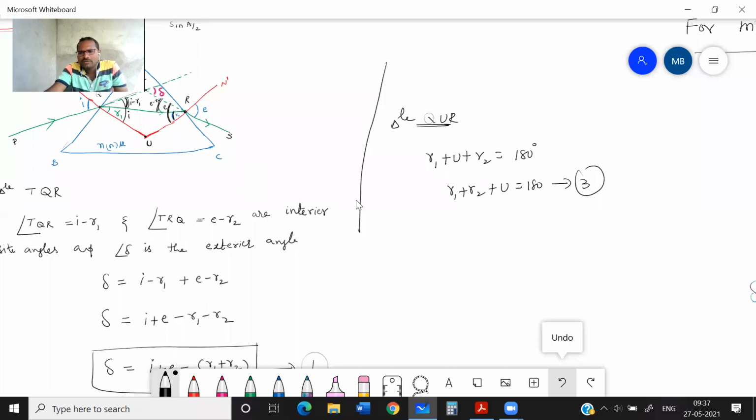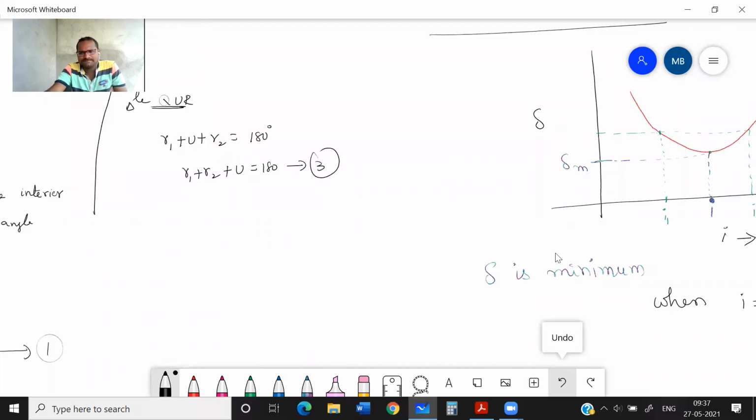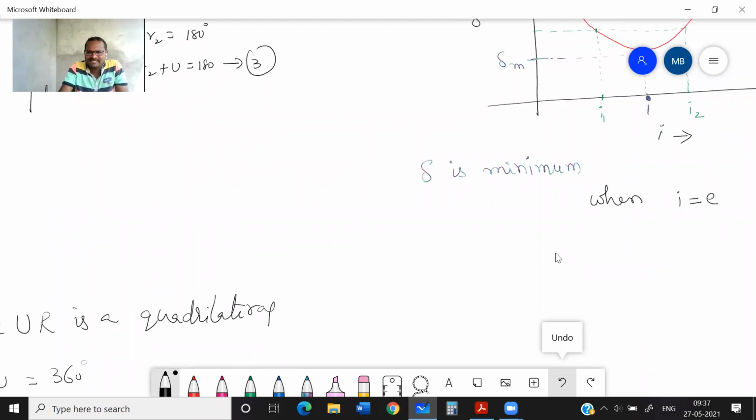Now when I is equal to E, then R1 also becomes equal to R2. That implies A is equal to R1 plus R2, no? Then A will become R by 2, because R1 and R2 are equal.